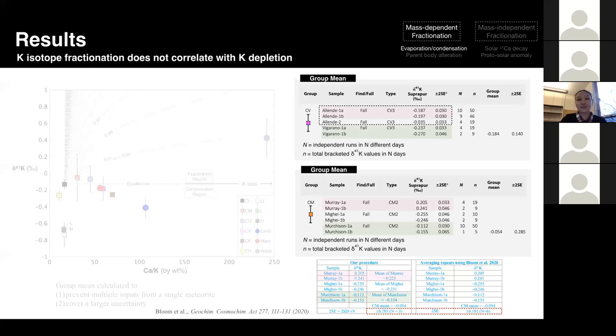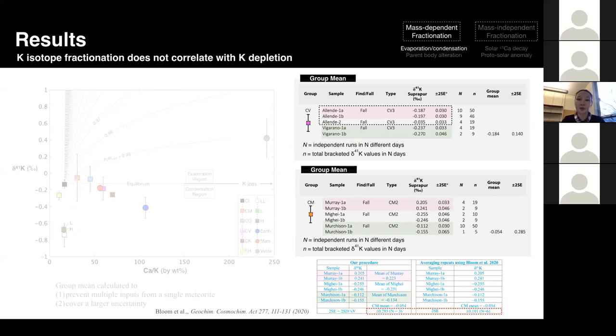Then we did the same for Vigarano. And lastly, the group mean for CV will be the average value obtained from the Indarch and Vigarano. We use this method across all group means to prevent the group means from being heavily biased by one single meteorite. And in fact, the two standard error, the uncertainty calculated in this way, is more conservative, which covers a larger uncertainty. An example of CM meteorite is shown below.